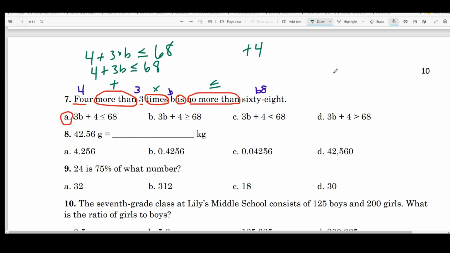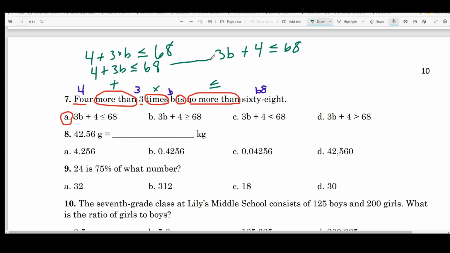But what you really should be doing is looking at context and understanding what they're actually saying. Anytime I want more than something, I'm tacking it on to whatever I have. So in this sense, it's something plus 4. And of course, that's going to be 3 times the B, which is less than or equal to 68. So I would say get in the groove of putting whatever is added to the back, because anytime you subtract, it's always going to come second anyway.